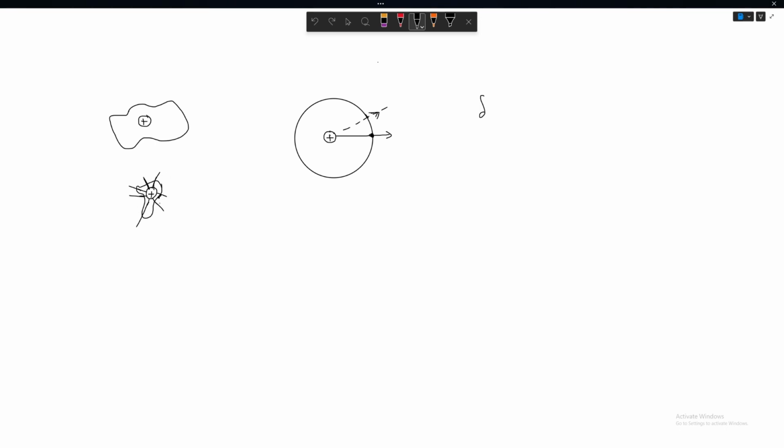Because in some cases, what if there was an electron right outside here? But I didn't want to account for it, so I had to bend around.